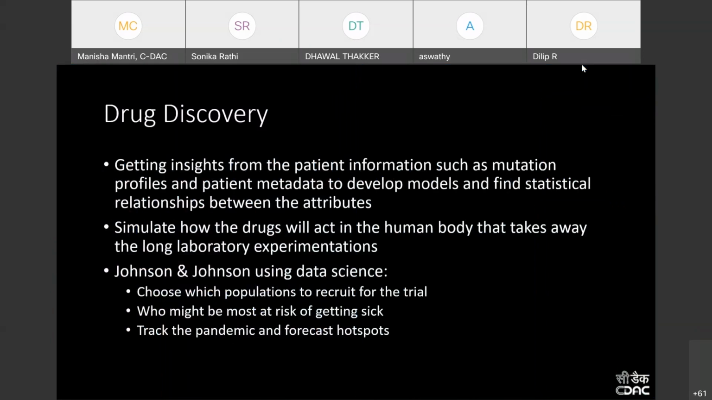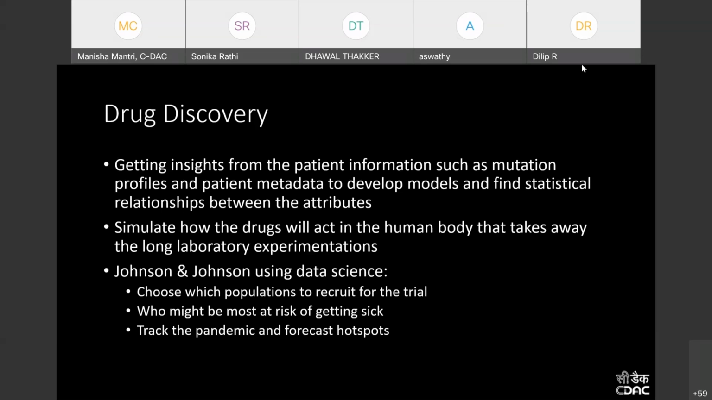We can get insights from patients' information, such as the mutation profile and the patient's metadata, to develop a model and find the statistical relationship between different attributes, to see whether these patients are a good cohort for trials, or a good cohort for the second phase trials, or a good cohort for third phase trials, and so on. And then simulate how the drug will act on a human body, which takes a long time in laboratory experimentation. So we can even do that using big data analytics.